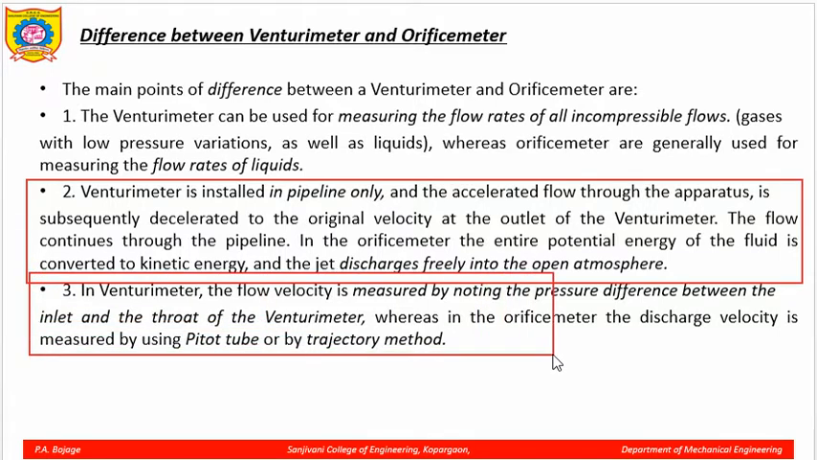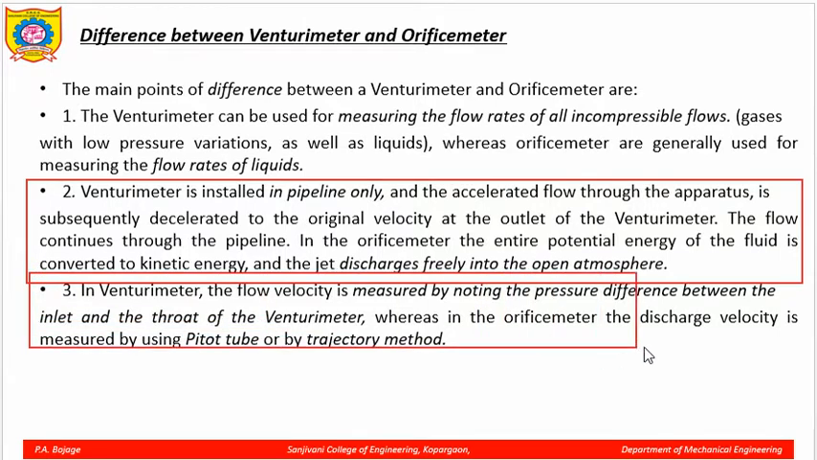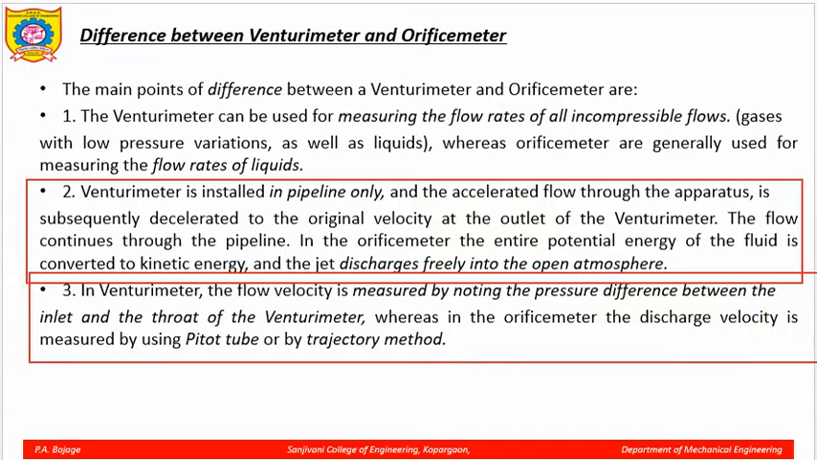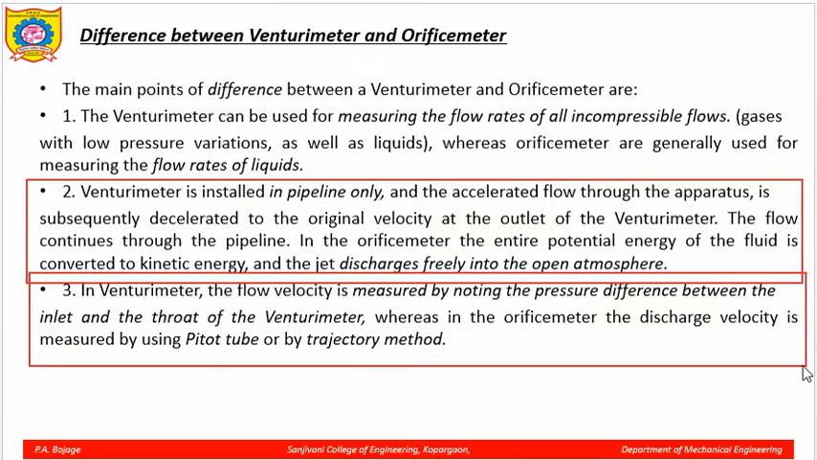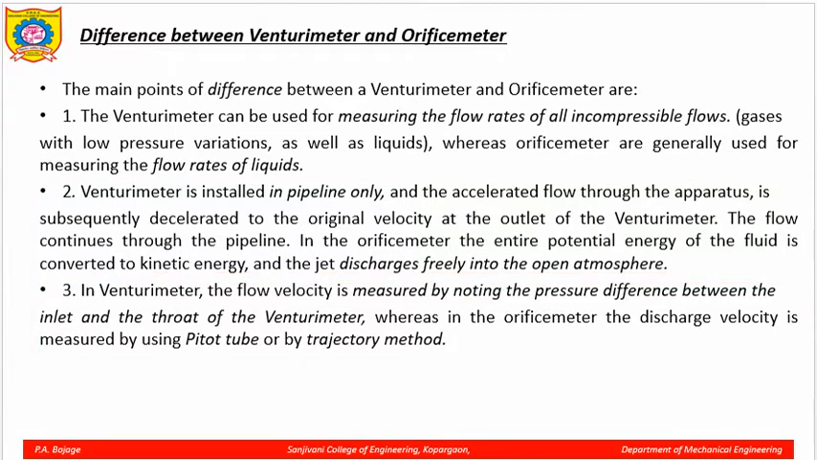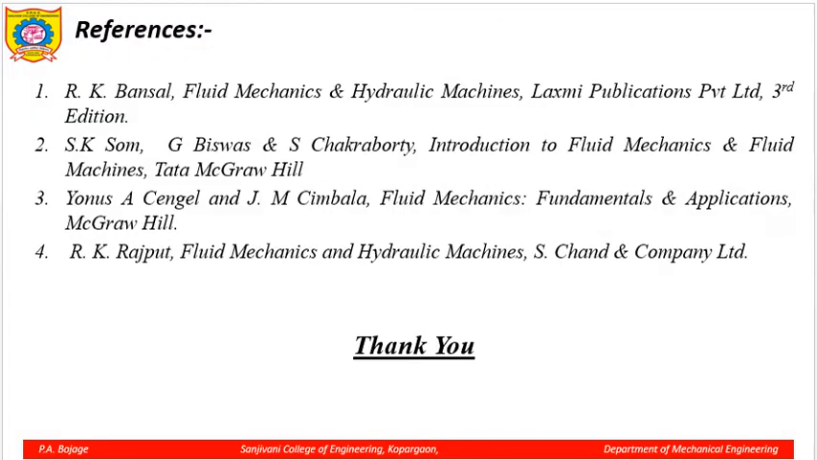So, in venturimeter, the flow velocity is measured by noting the pressure difference between the inlet and the throat of the venturimeter, whereas in the orifice meter, the discharge velocity is measured by using a pitot tube or by the trajectory method. So, these are the main differences between the venturimeter and orifice meter.